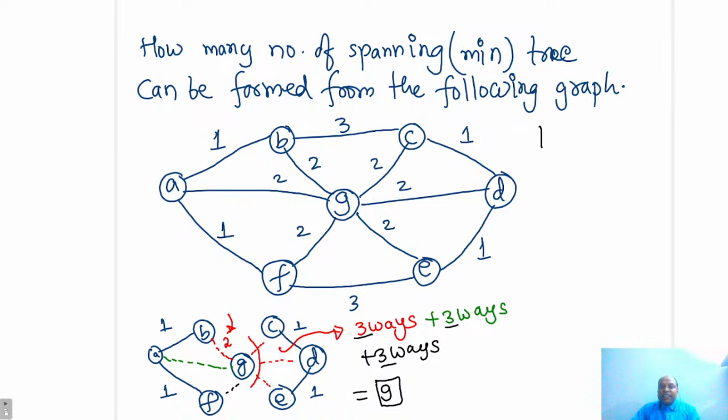So the correct answer for this particular question is 9. Next I will try to solve another question. The question is, find out the chromatic number of the given graph.